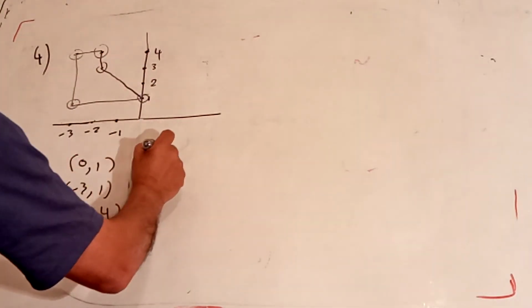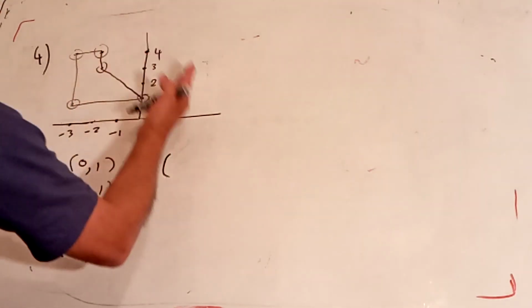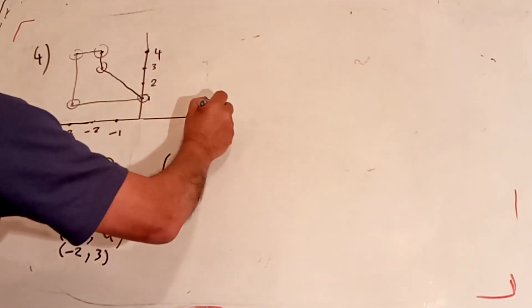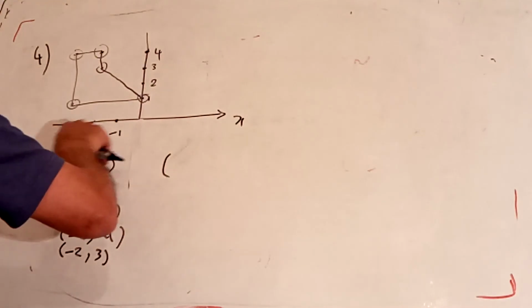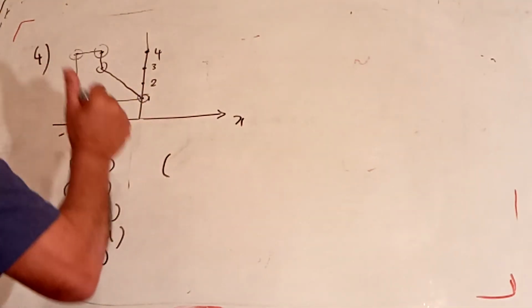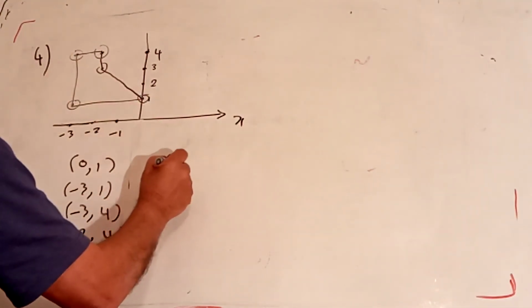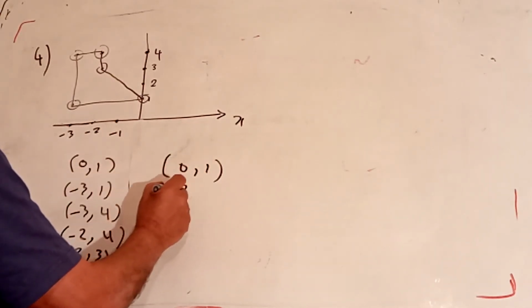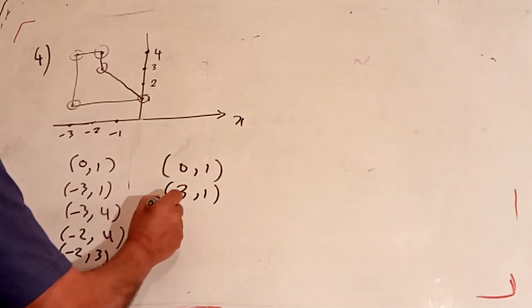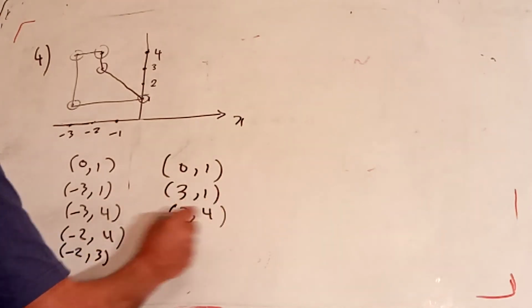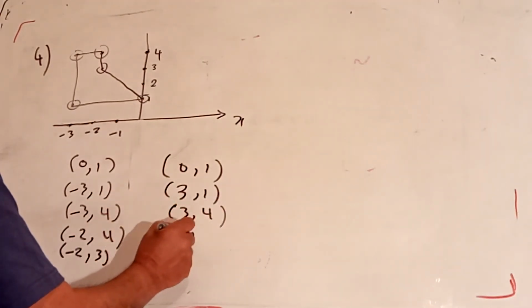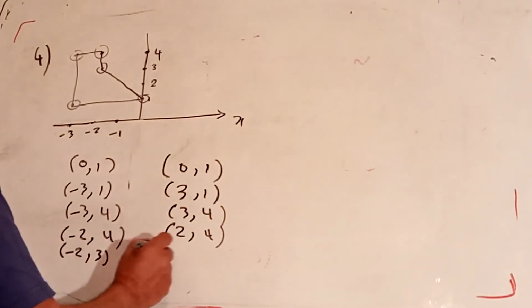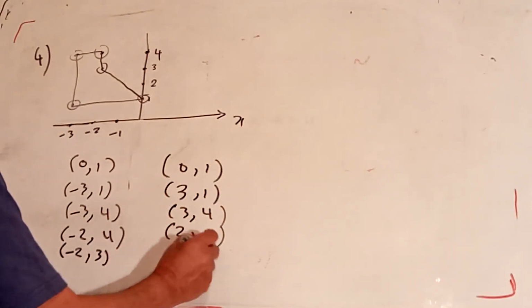These are the points. I drew it. Now let me reflect it. We reflect over the y-axis, so the x values change sign. It was here, then it moved here. So let me change that. Okay, 0 is 0, so 0 and 1. This one we just change the sign: 3 and 1. 3 and 4. Minus 2 becomes 2 and 4. 2 and 3. Now let me draw the points.